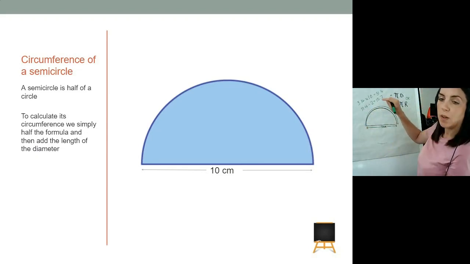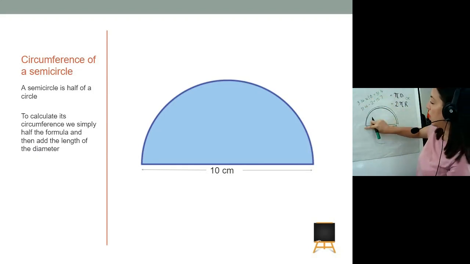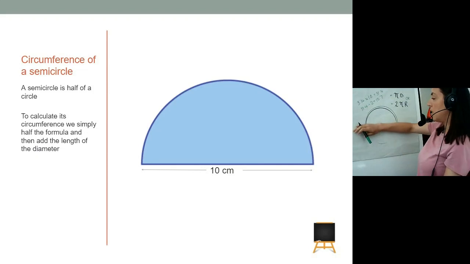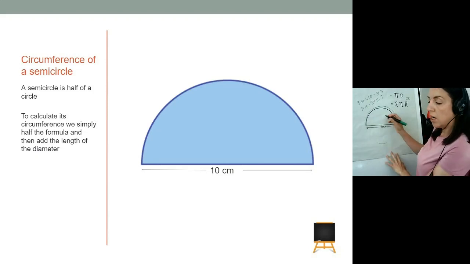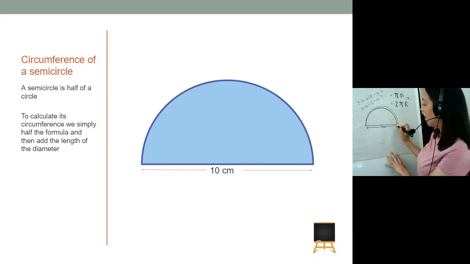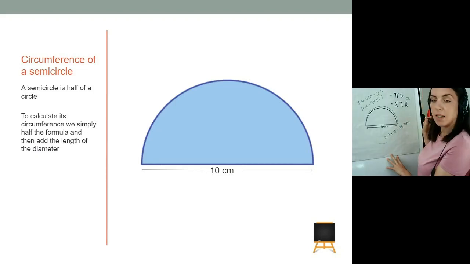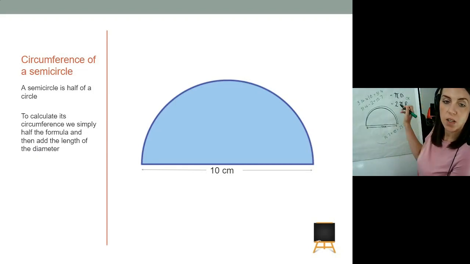So do you see how we've used the formula to calculate the circumference of the full circle? We've then halved it to give us this distance here of just the semicircle. And then because we want the distance all the way around this semicircle, we then add this length here. So 15.7 plus 10 is 25.7 centimetres as the distance and the circumference of that semicircle.